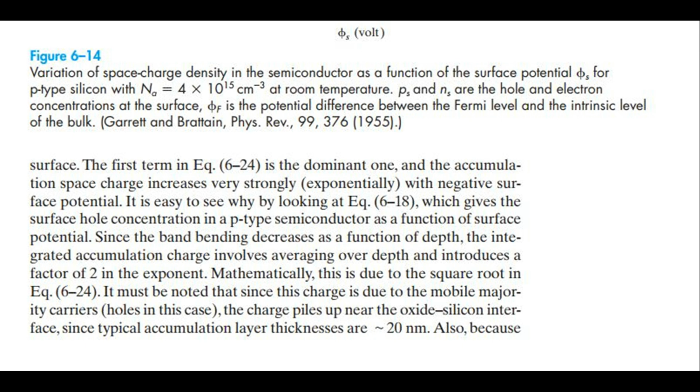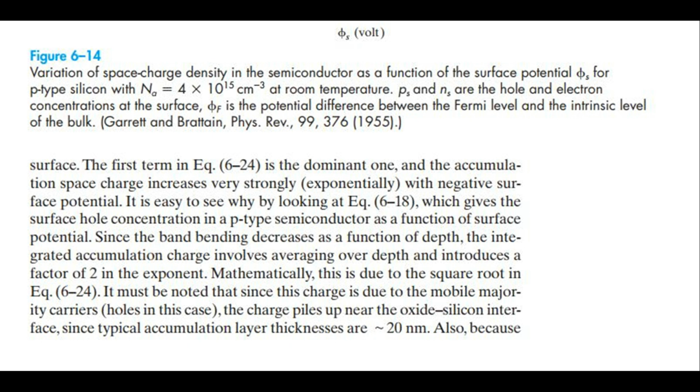Since the band bending decreases as a function of depth, the integrated accumulation charge involves averaging over depth and introduces a factor of 2 in the exponent. Mathematically, this is due to the square root in Eq 6.24. It must be noted that since this charge is due to the mobile majority carriers, holes in this case, the charge piles up near the oxide-silicon interface, since typical accumulation layer thicknesses are 20 nanometers.